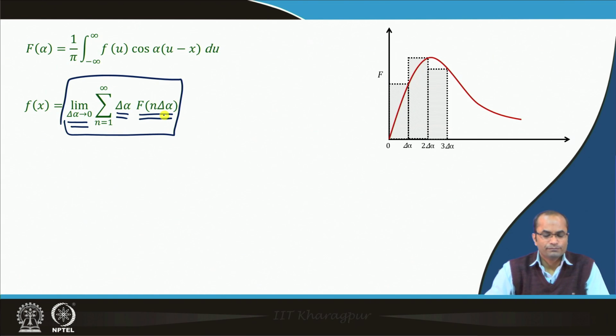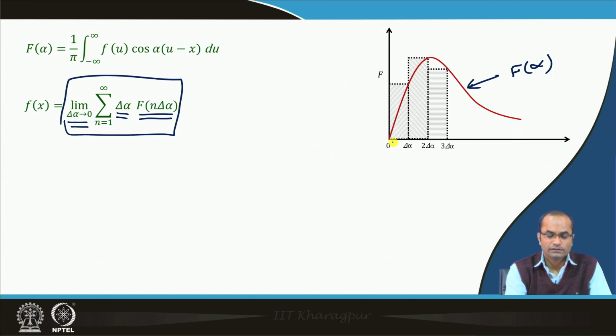So, let us take a look at this picture. Suppose that this is the function f alpha, and now what is happening here. If we divide this domain into these small sections, here from here to here we have the delta alpha, and then from here to here we have 2 times delta alpha, then 3 times, then 4 times delta alpha, and so on.